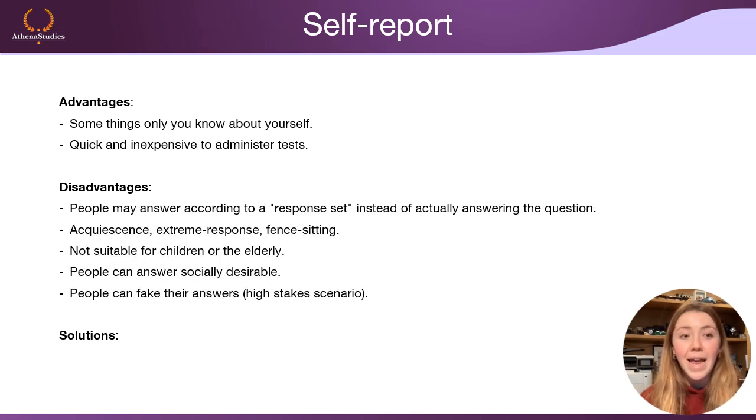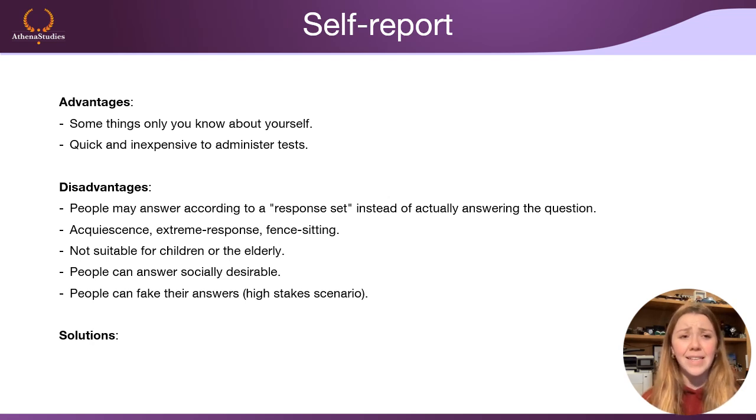People may answer according to a certain response set instead of actually answering the question themselves. They can also use acquiescence, extreme response, or fence-sitting. Acquiescence meaning that they might be saying yes the whole time. Extreme response meaning that they could either say extreme yes or extreme no. And then with fence-sitting, you see that people like to answer somewhere in the middle.